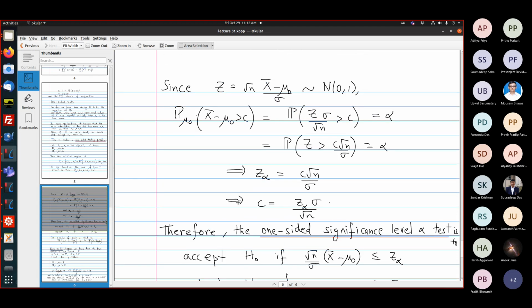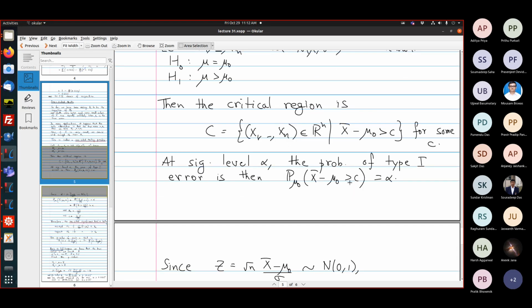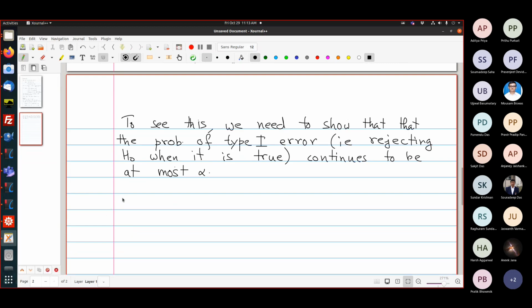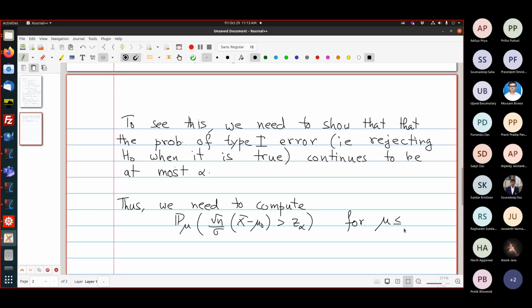So, if you see here, the critical region was defined by saying that the probability of a type 1 error is alpha. If this continues to be less than or equal to alpha, we are okay. So therefore, we need to compute the probability, assuming mu is the true mean, of square root of n by sigma times x bar minus mu naught greater than z alpha, for mu less than or equal to mu naught.